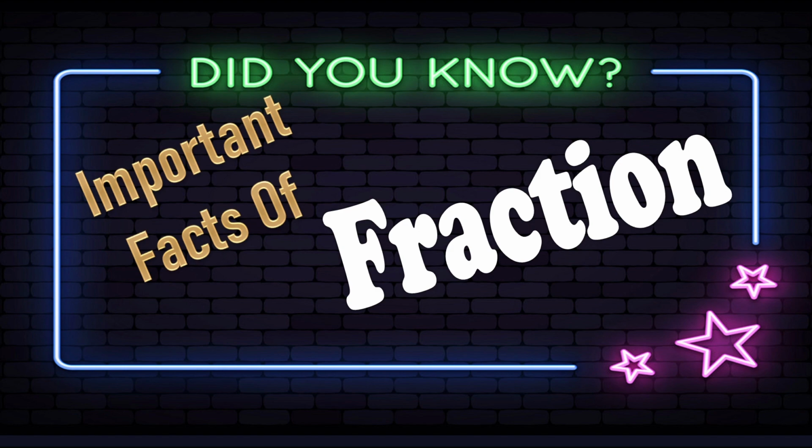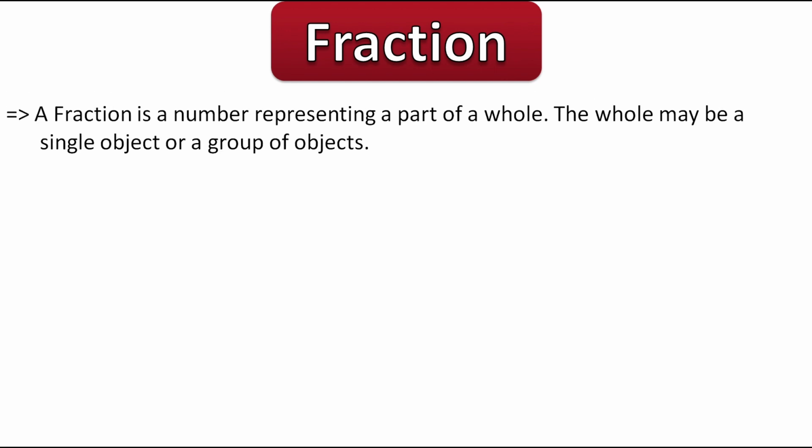So let's start. Fraction. I'll tell you first the definition of a fraction. A fraction is a number representing a part of whole. The whole may be a single object or a group of objects. Now listen, fraction is a type of number. It is a number, but there is a different way to represent this. How? It is a part of a whole.